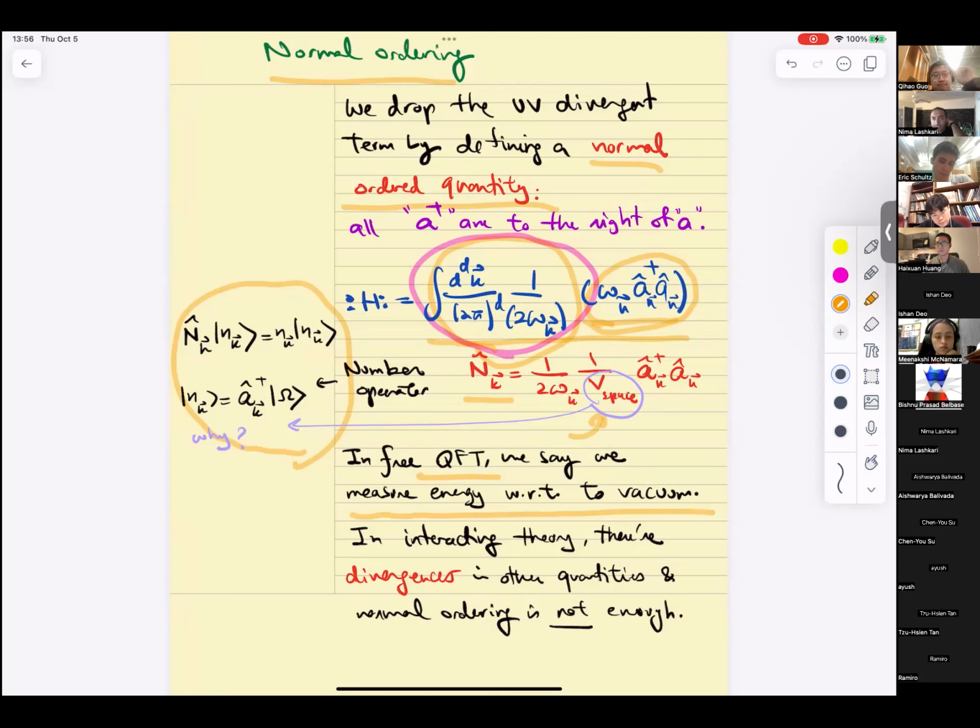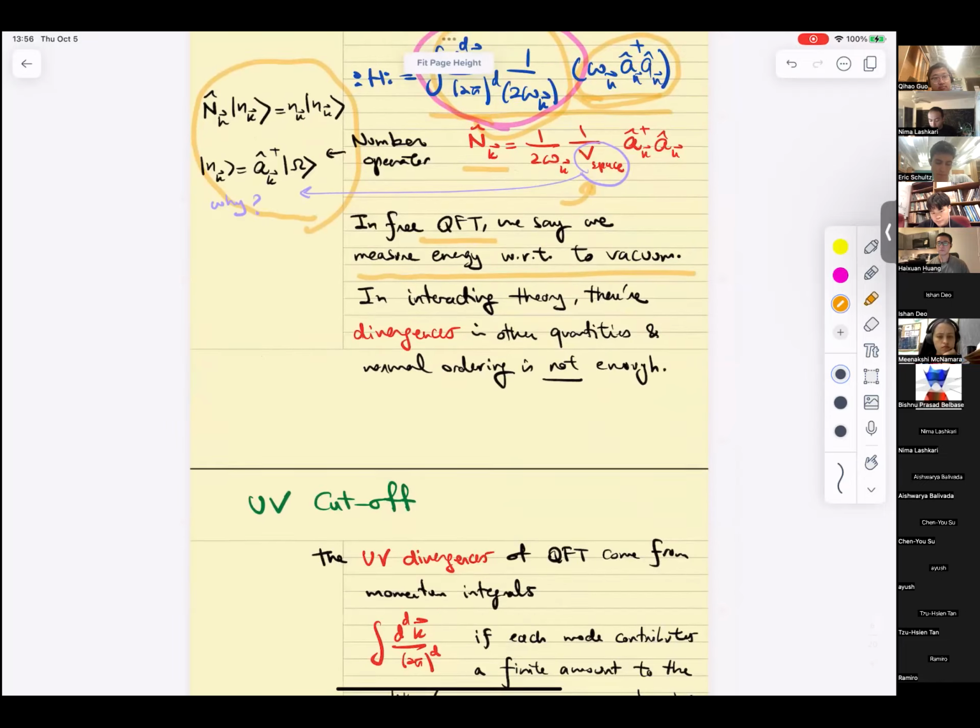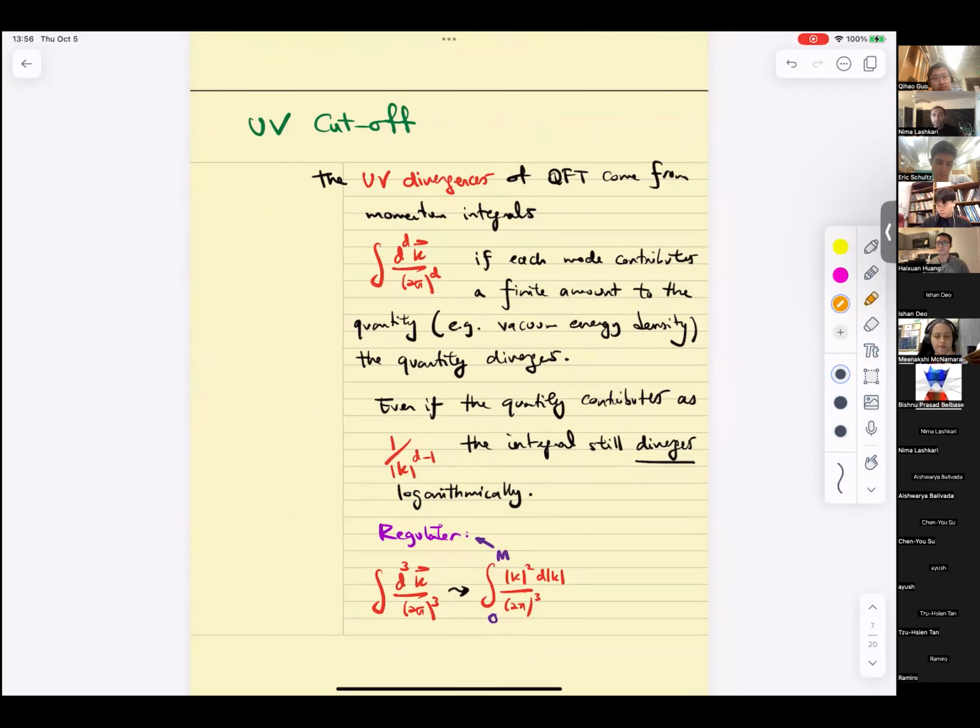However, in interacting theory, discarding this infinity of the energy and of the vacuum will not be sufficient. There will be other divergences appearing all over the place. We're going to get there. All right. So what we're going to do is this.